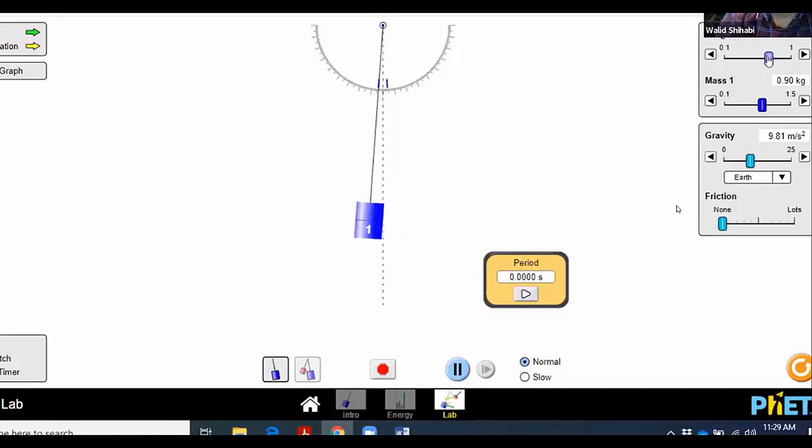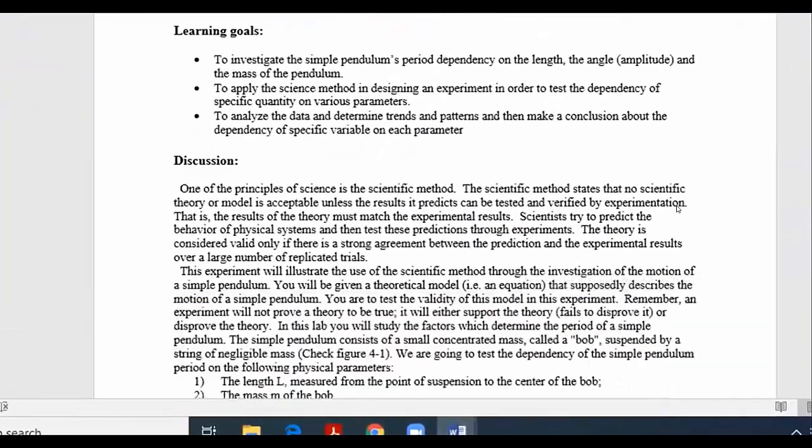So if we are testing the length against the period, we have to keep the mass the same and we have to keep the angle the same. And we have to change the length each time and see if there is impact on the period of the pendulum. Remember here the period will be the dependent variable, while length, mass, and angle will be the independent variables. Remember, the independent variable is the variable that we manipulate, we change, while the dependent variable will always depend on the independent variable.